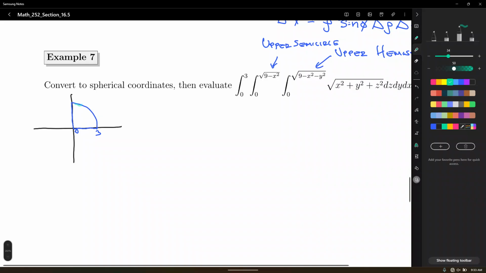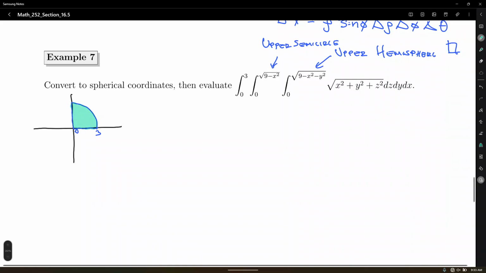So, get its shade. All right. Well, that's going to help us for sure get the limits of integration. Well, no, not for the radius, for the polar angle, which is going to go simply from 0 to pi over 2.